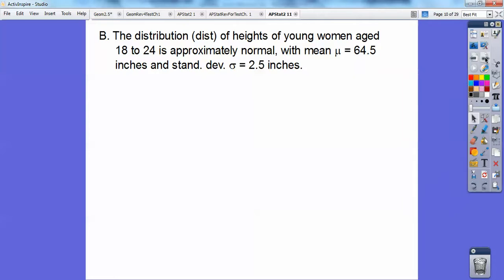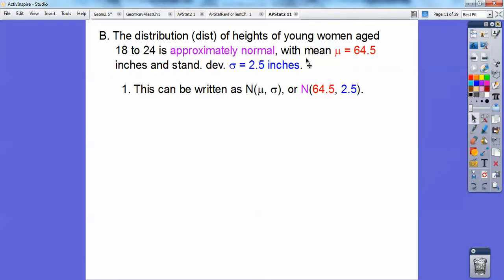All right, so here's a distribution of heights of young women. We're going to reference this problem over and over and over in this book. Aged 18 to 24, it is approximately normal. So we're going to have this curve with a mean of 64.5 inches and a standard deviation of 2.5 inches. This can be written like this, you guys. This N means normal. There's the mean, there's the standard deviation. Notice I put approximately normal in purple. The mean is in red and the standard deviation is in blue, so they're all color coded.